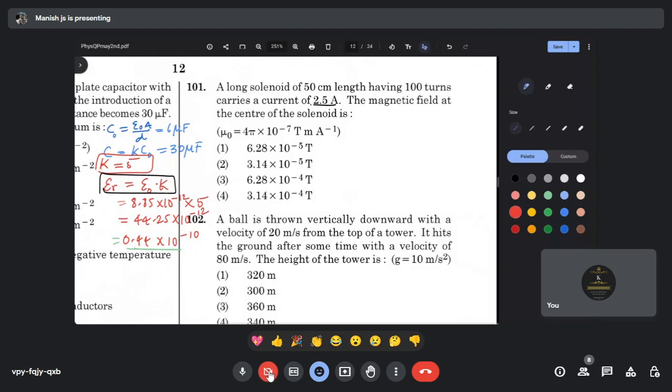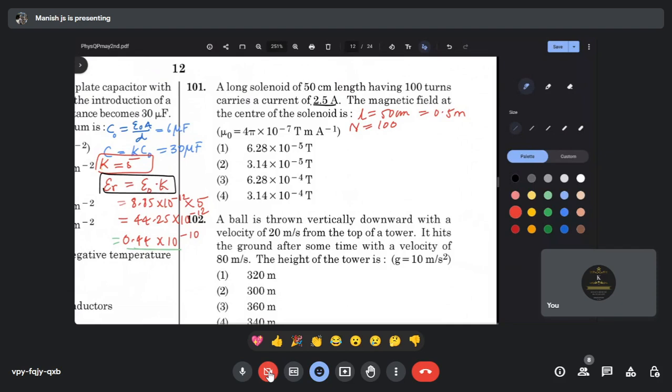So in the question, what is the given data? Let us quickly specify it. L is given, 50 centimeters. That's nothing but 0.5 meters. If you go for a conversion, you can write 50 into 10 power minus 2, which is ultimately 0.5. And then the number of turns is also given. N is 100 turns. Now we can use the relationship.